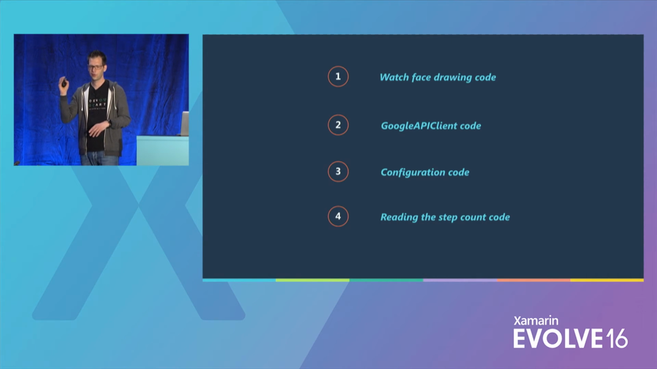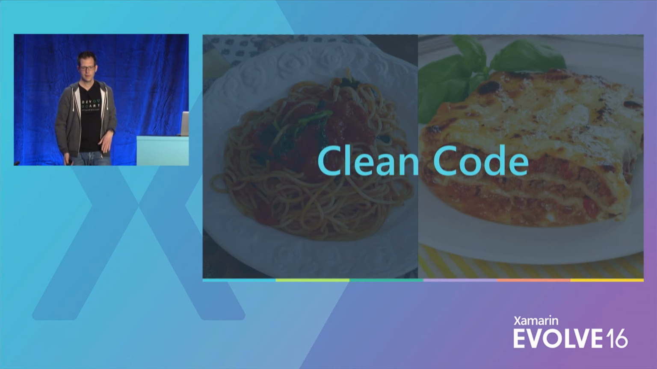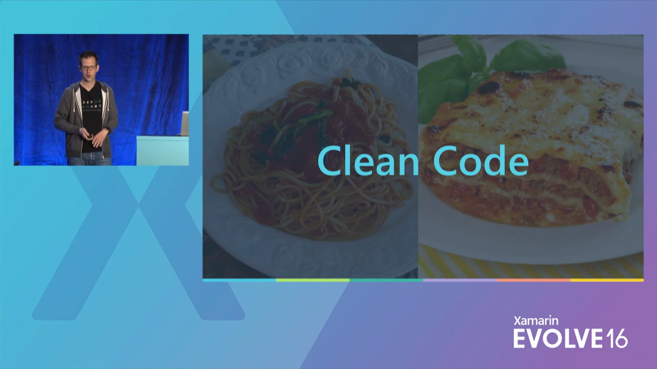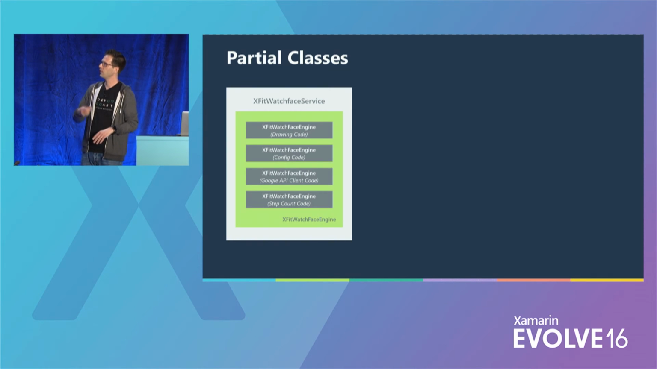Okay, so to summarize, you implement the watch face drawing code, and then you have a place in the code where you have the Google API client that you need to talk to Fit, which Matt will talk about in a minute. You have configuration code, and you have code for accessing the step count. So there's a lot of things going on, and you can imagine that this might end up in a very long file. And we don't want to have spaghetti code. We'd much rather have lasagna code. So here's how you can do that.